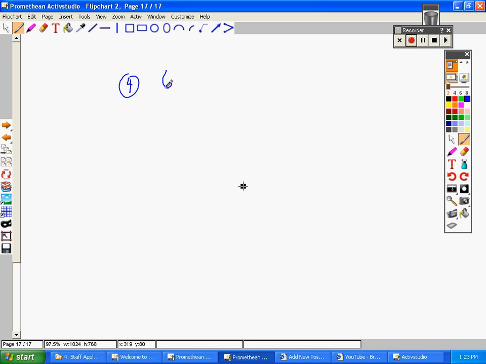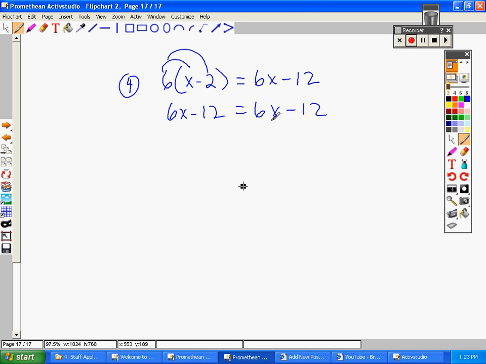Number 4 said 6 times x minus 2 equals 6x minus 12. So again, we're going to distribute. 6x minus 12 equals 6x minus 12. So this is like what we were talking about in the last video. It's exactly the same thing on both sides, which means that you can put anything in for x, and it's going to be a true equation. So all real numbers or infinite answers is going to be the answer.